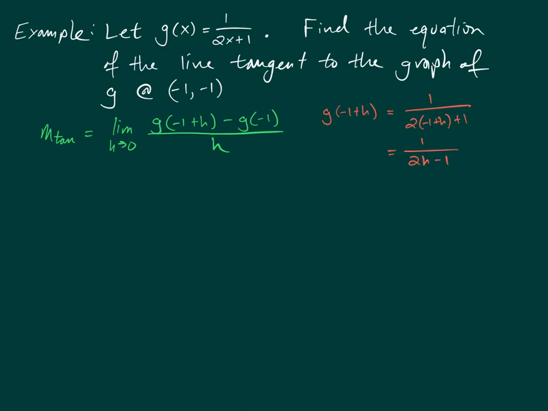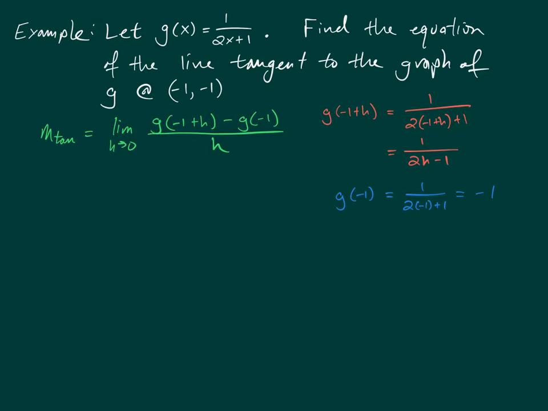The next step is that we need to figure out what g of -1 is. And this is a little bit easier than evaluating the function with the variable. So g of -1, that is 1 over 2 times -1 plus 1, which is -1 when you simplify it all down.